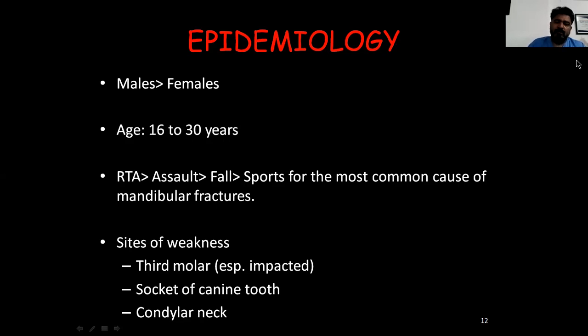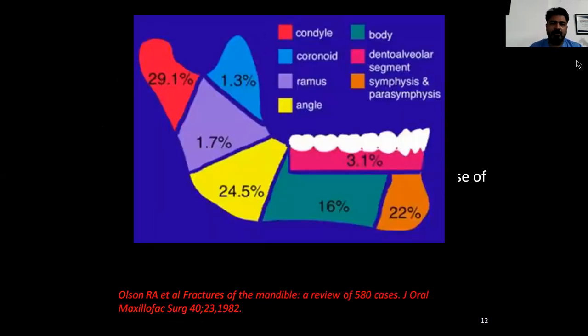Then the socket of the canine tooth, yes, canine, and then the condylar neck; these are the common areas of mandibular fracture. As you can see in this diagram, dentoalveolar fracture is 3.1 percent, coronoid 1.3, ramus 1.7. This area and this area are the biggest ones. And then the canine junction and parasymphyseal fracture 22%.